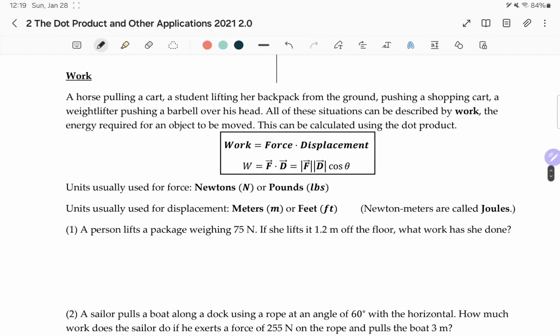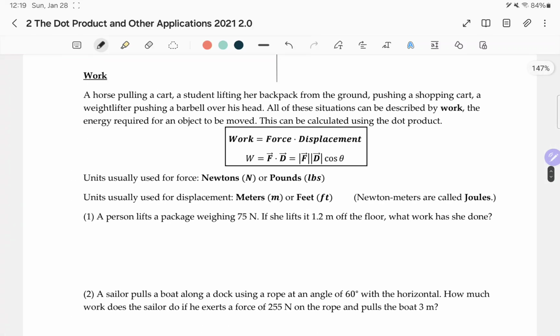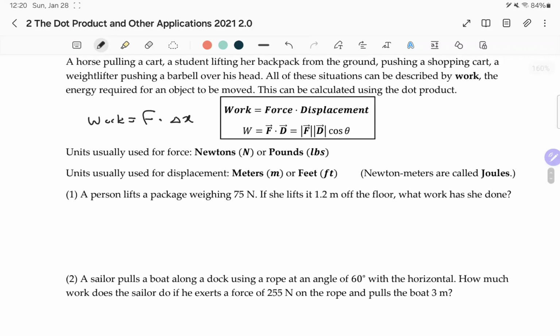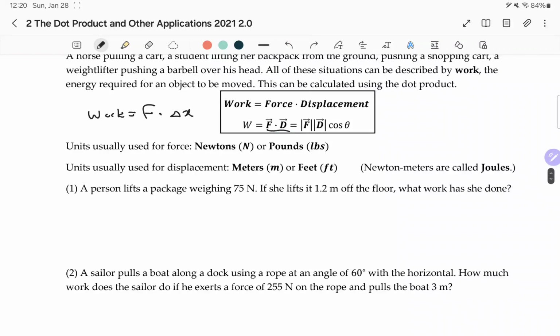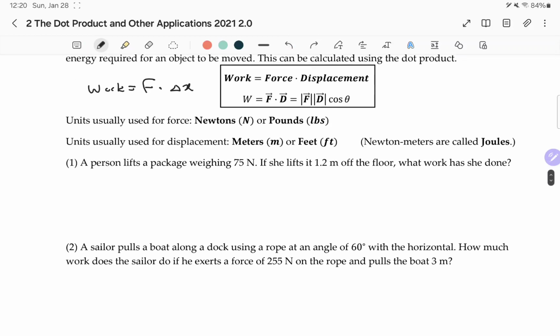If you've taken physics, this is just the definition of work. Work is equal to force times change in x, and change in x is displacement. But the problem is this is in 1 dimension. If you want it in 2 dimensions, you need to take the dot product of the vectors, because both force and displacement are vectors. So this gives a good demonstration of why this works. Force dot displacement is equal to the magnitude of force times the magnitude of displacement times cosine theta.